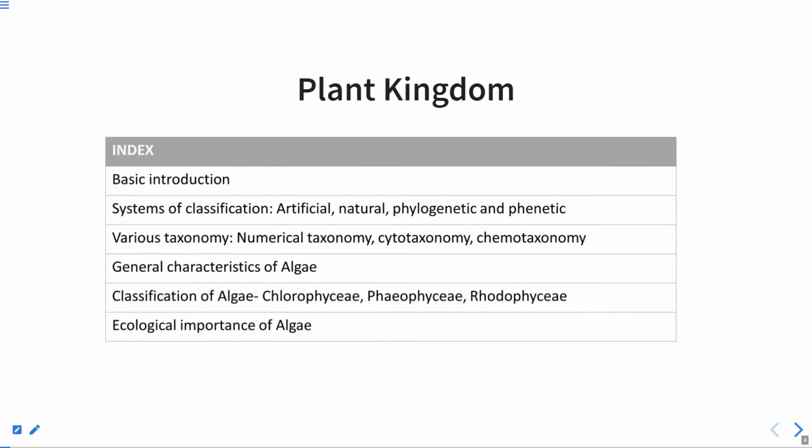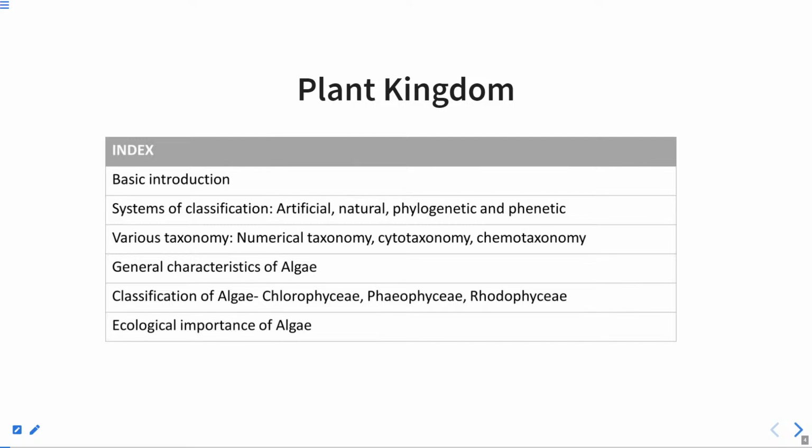The first part is the basic introduction to the plant kingdom. Then we are going to study different systems of classification. The first system is the artificial system. Then we will discuss the natural system of classification, phylogenetic, and also the phenetic type of classification. In the phenetic type, we have different types of taxonomy, that is numerical taxonomy, cytotaxonomy, chemotaxonomy, right? We are going to study all that.